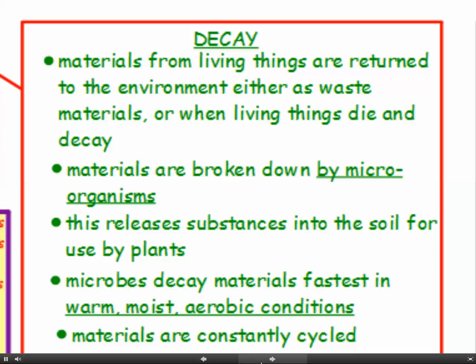All the materials from living things are eventually returned to the environment, either as waste materials from the living organism, or when the living things die and decay. These materials are broken down by microorganisms. This decay releases substances into the soil for use by plants. The microbes decay materials fastest in warm, moist, aerobic, that means oxygenated, conditions. All the materials are constantly cycled.